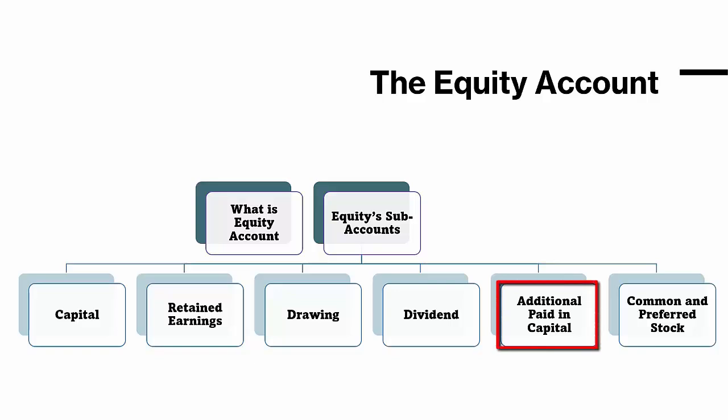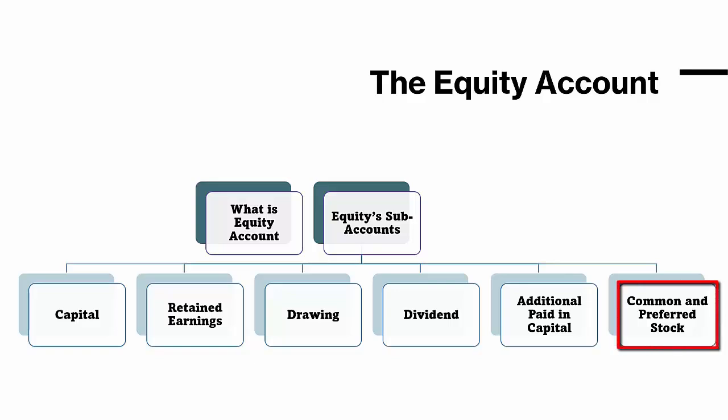5. Additional paid-in capital for corporations. This account records any extra money shareholders pay when they buy shares from the company above the share's nominal value. It increases the equity and represents additional investment from shareholders.